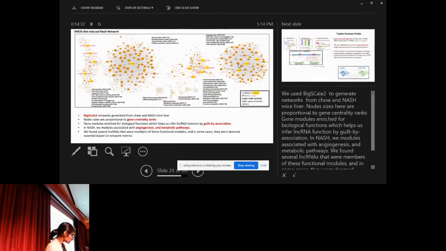And what I mean by that is demonstrated in this example, where you have a network created from that particular data set that I was talking about previously. And what you're seeing here in the center is basically lncRNAs that are not only part of these functional modules that are enriched for specific function, but they're also essential regulators because of the gene centrality metric rank that has been calculated for them. And some of them are associated with angiogenesis and other metabolic pathways.